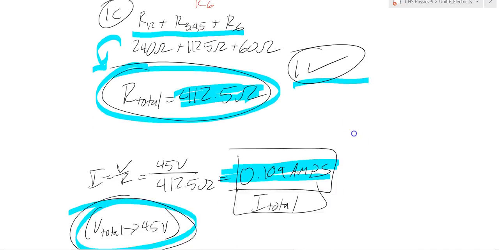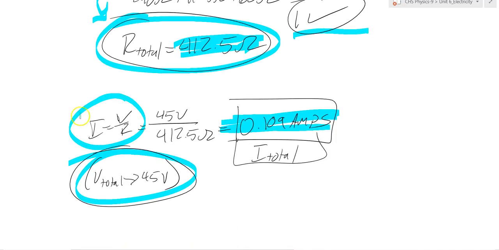Step 1 is now complete. And then we do our good old Ohm's law to get our current, as you can see right there. And again, our voltage was given.